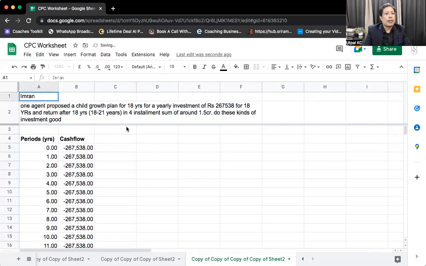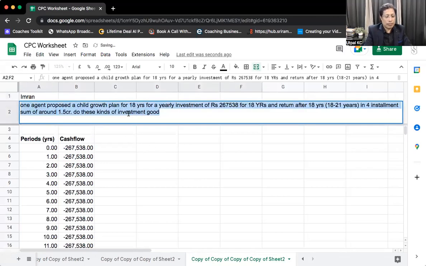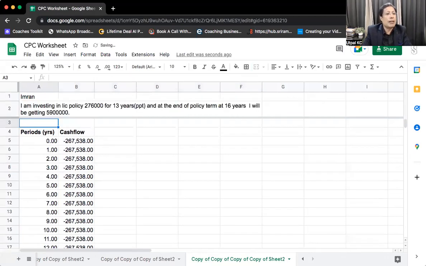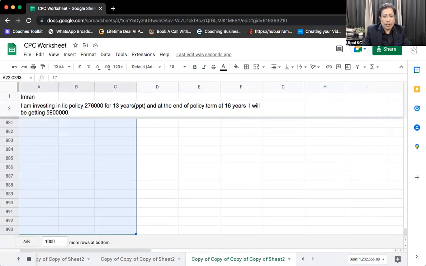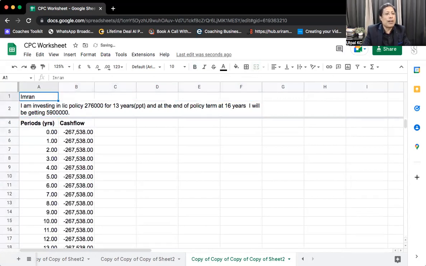Okay, I am investing in an LIC policy of 2,76,000 for 13 years. I'm using this only. After 16 years, you will be getting this much. It's very simple.